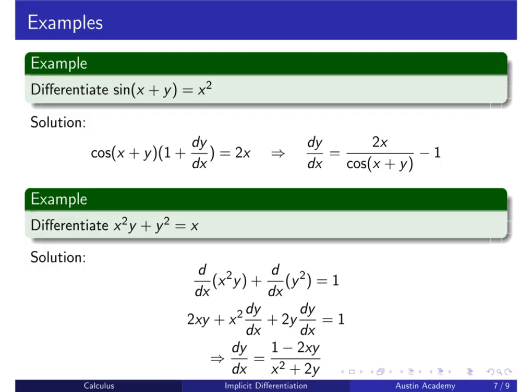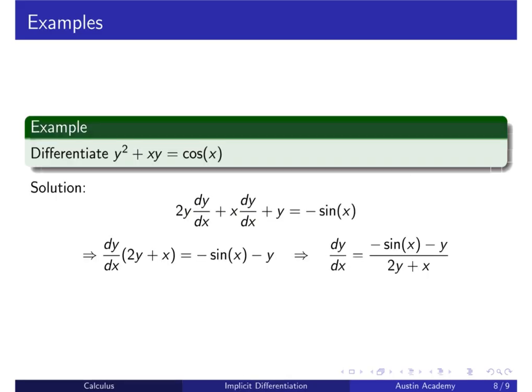Another example. Differentiate x squared y plus y squared equals x. Apply the product rule. The derivative of x squared y is 2xy plus x squared times dy/dx. The derivative of y squared is 2y times dy/dx. All of that equals 1. Now group the dy/dx terms. (x squared plus 2y), all times dy/dx, equals 1 minus 2xy, so dy/dx equals (1 minus 2xy) over (x squared plus 2y).